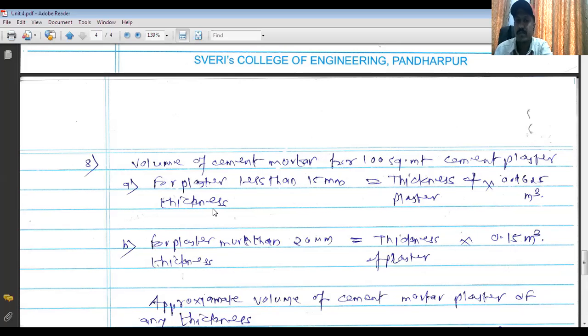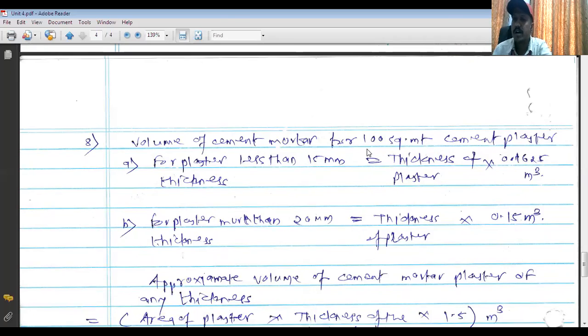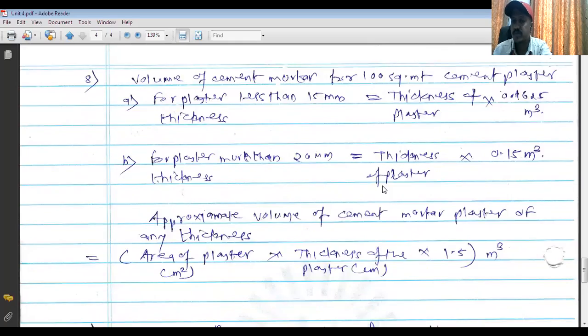Then volume of one bag of cement, for volume of cement mortar for 100 square meter area, how is it calculated? For plaster less than 15 mm, thickness of the plaster multiplied by 0.1625 meter cube. So these thumb rules are also there.